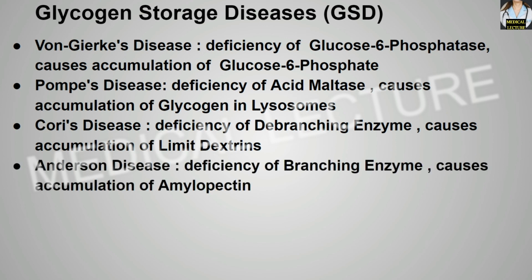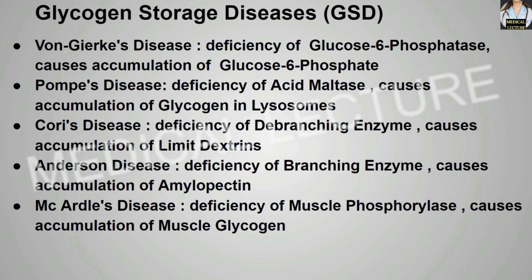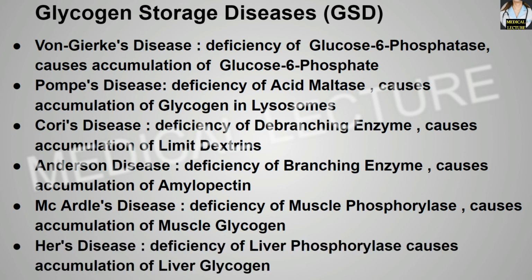Andersen disease, there is deficiency of the branching enzyme and causes accumulation of amylopectin. McArdle's disease is caused due to deficiency of the muscle phosphorylase and it causes accumulation of muscle glycogen. Hers' disease is caused due to deficiency of the liver phosphorylase enzyme and it causes accumulation of liver glycogen.